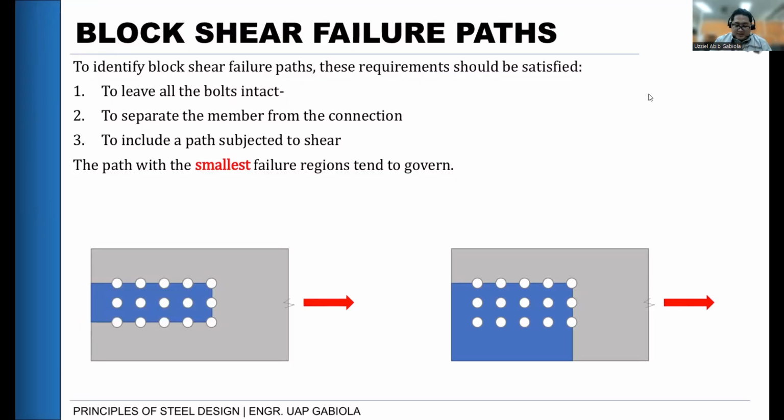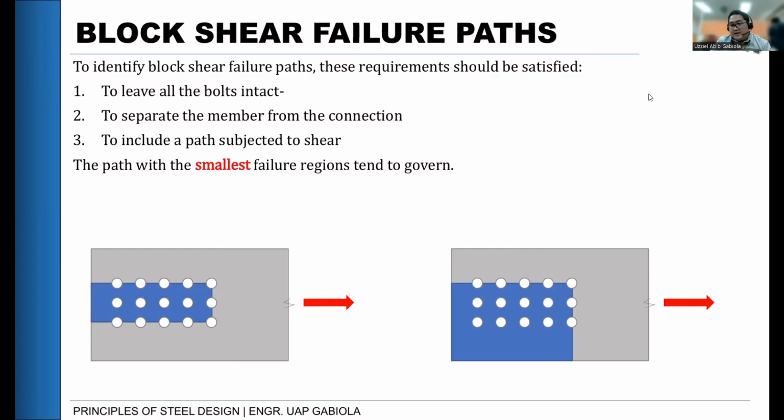Okay? Same with the saying na dapat yung member natin should separate sa connection natin. So kailangan matapyas siya totally dun sa connection natin. So, ibig sabihin, itong shaded portion na kulay blue, maiwan doon sa connection, and then yung gray portion niyan, dapat matanggal talaga totally doon sa connection natin. And then, pinakamahalaga is to include a path subjected to shear. Kailangan may shear kasi kung walang shear yan, papasok ulit tayo sa GSY or NSR. Again, dito yung GSR, NSR is dito, pero since meron tayong shear plane tsaka tension plane, block shear na po ang tawag dyan. Okay? So, yun po yung concept natin for block shear.